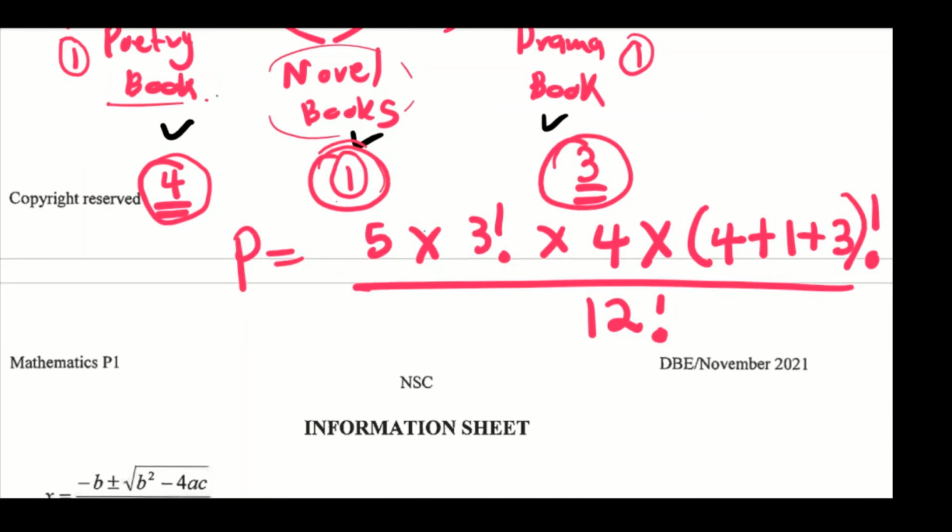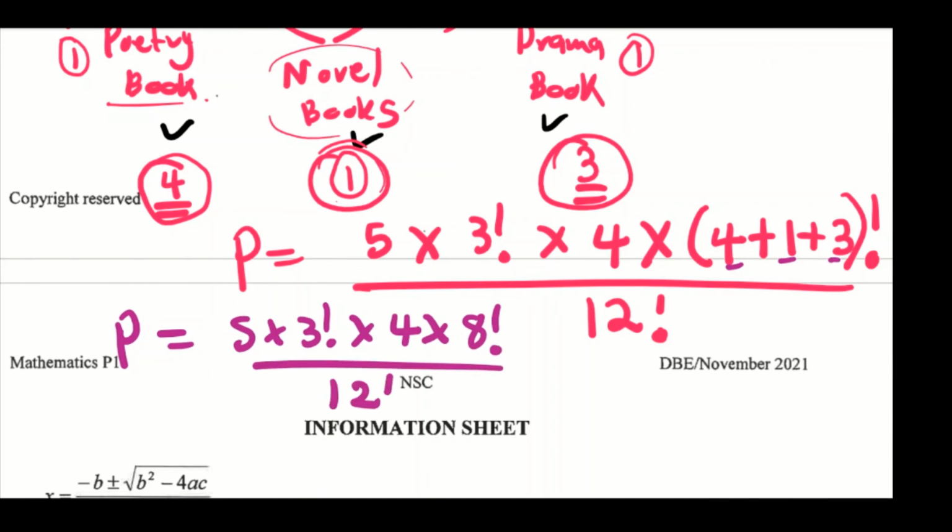So to do this, let me just use another color. So the probability would be equal to 5 times 3 factorial times 4 times, so 4 plus 1 plus 3, it's equal to 8. So it's going to be 8 factorial divided by 12 factorial, right? So you're just going to punch this in your calculator and you need to get 1 over 99. So this is going to be the answer for this problem here. We are done with the November 2021 paper.